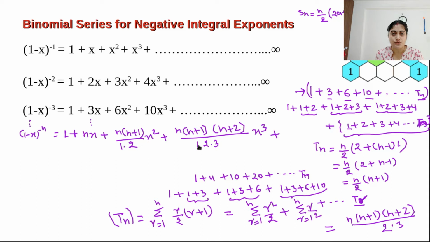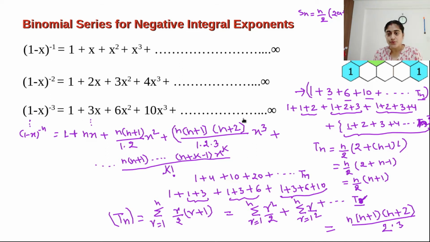If I am writing 1 into 2 into 3, so if you see up to the kth term, the kth term will look like n plus 1, and like that up to n plus k minus 1, if you are finding for x to the power of k, divided by, here 3 factorial, here it will be k factorial. So the term will be like this.